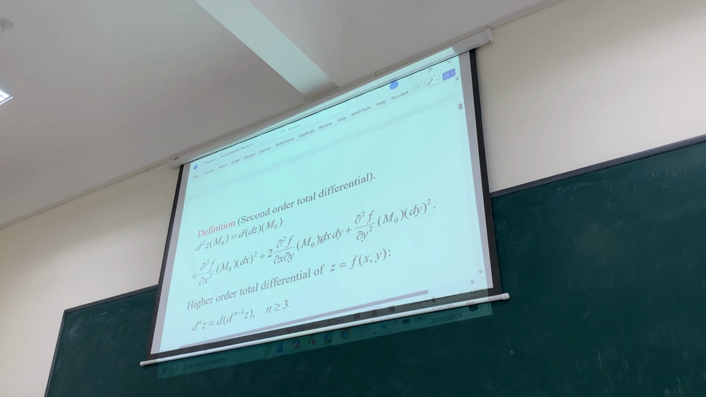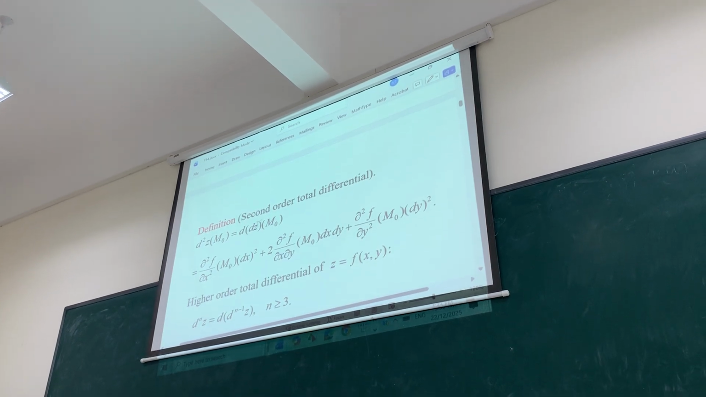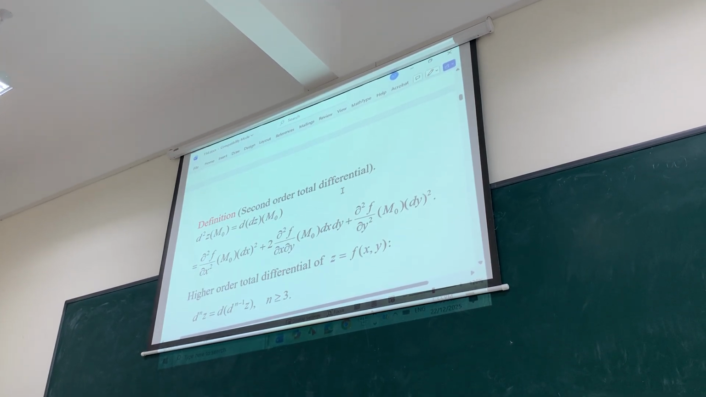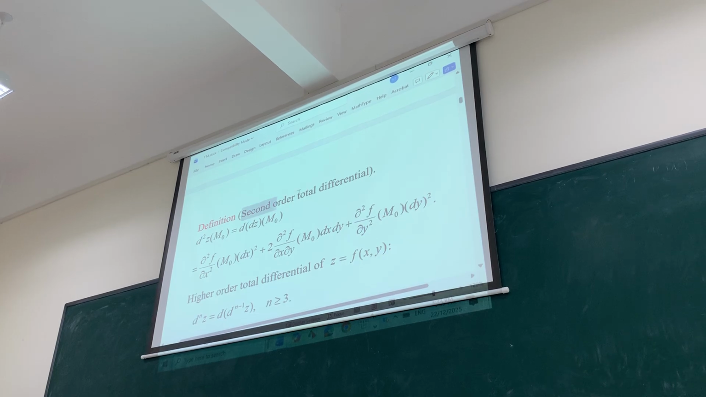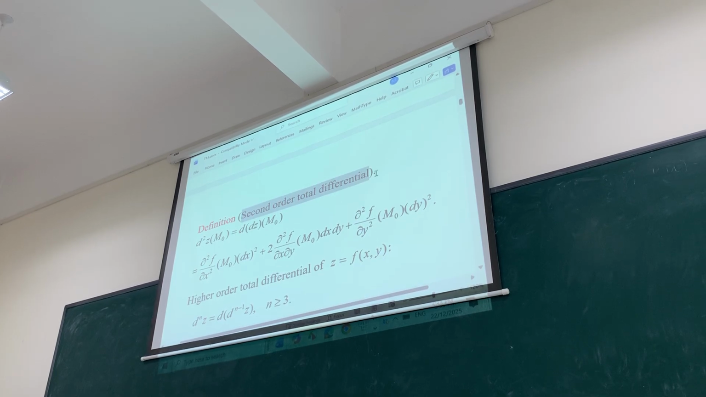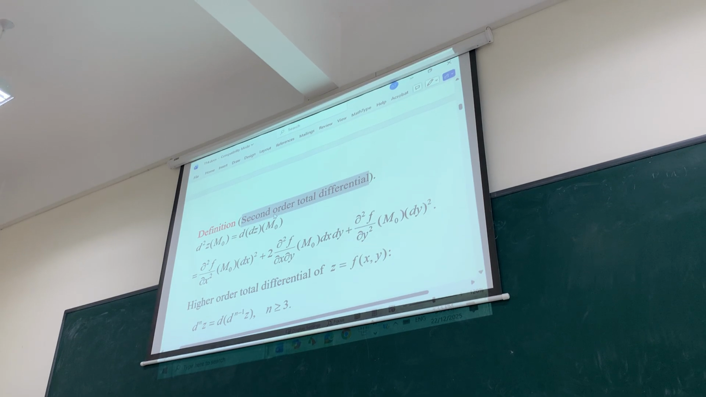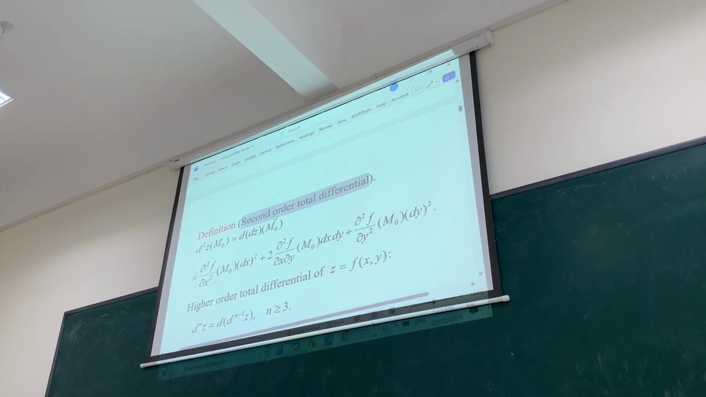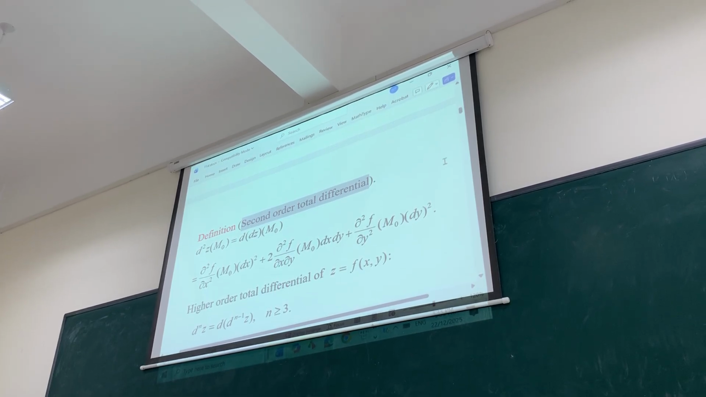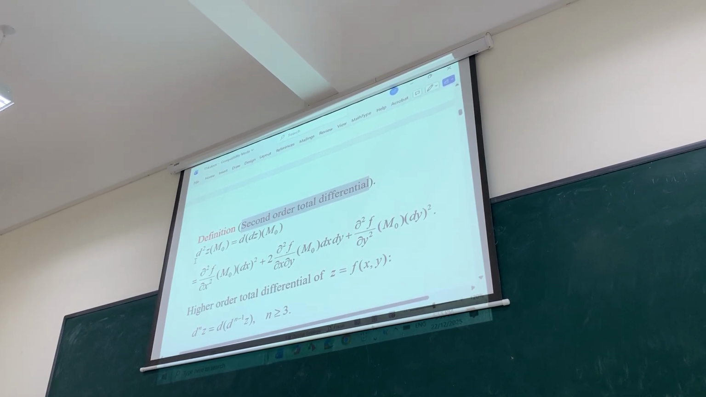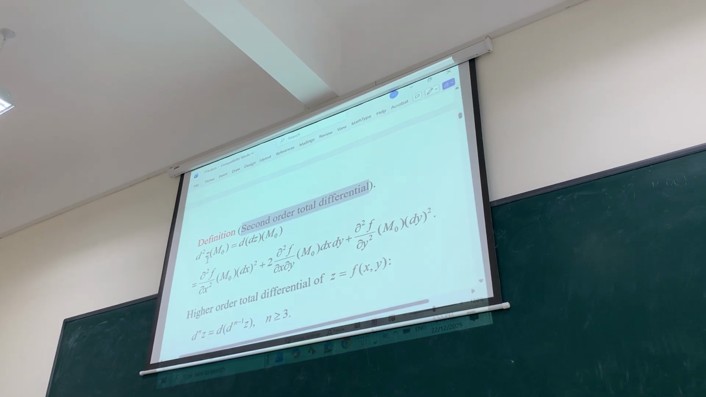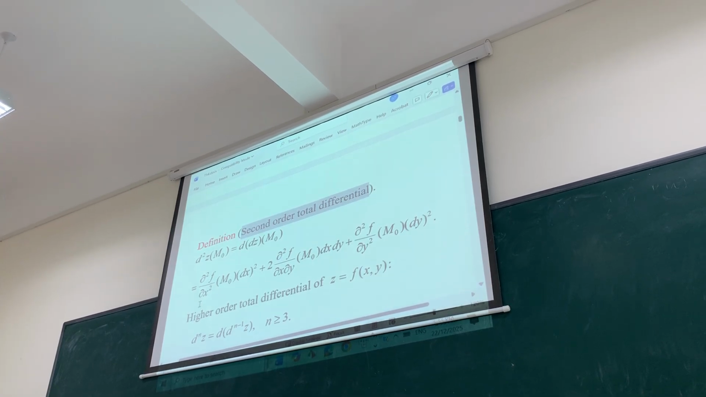Now, continue. Let's do the second order total differential. Second order total differential. Okay, here we write d square z is equal to.